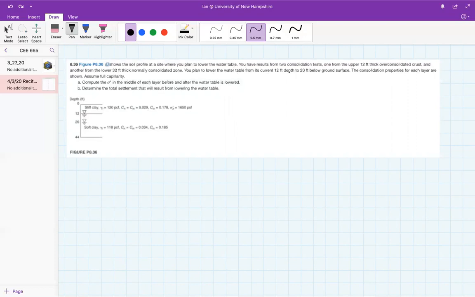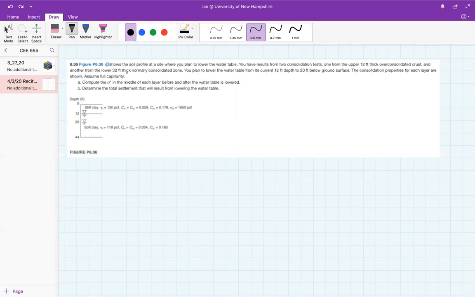You have results from 2 consolidation tests, which is great because sometimes you won't have any consolidation tests performed because they're expensive. One from the upper 12-foot thick overconsolidated crust and one from the lower 32-foot thick normally consolidated zone. Plan to lower the water table from its current 12 feet to 20 feet below ground surface. The consolidation properties for each layer are shown.